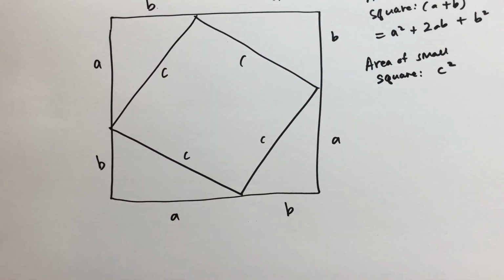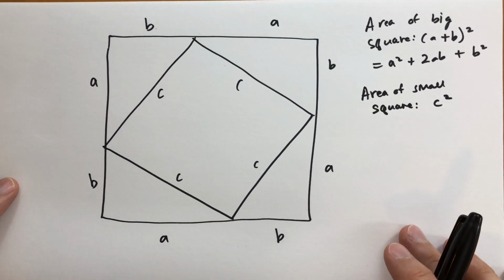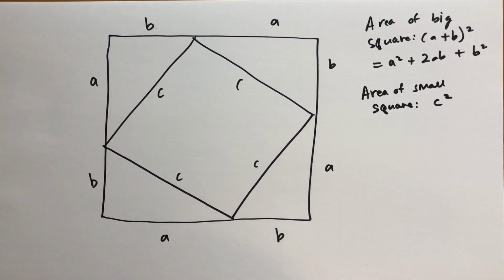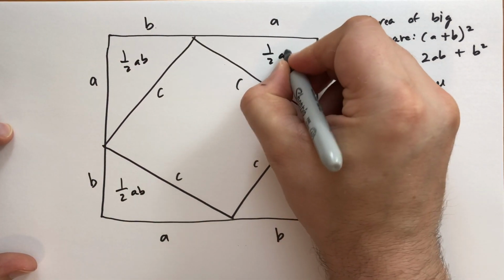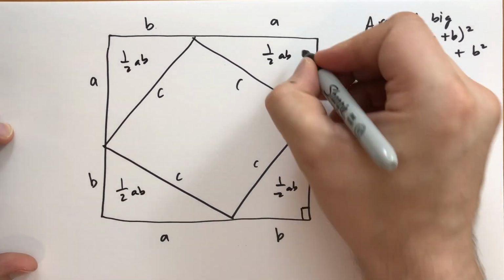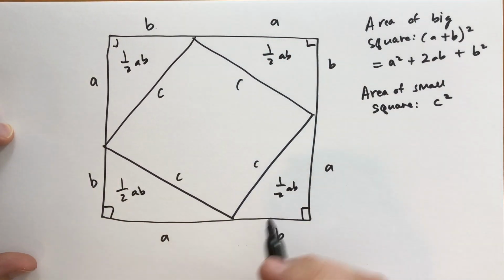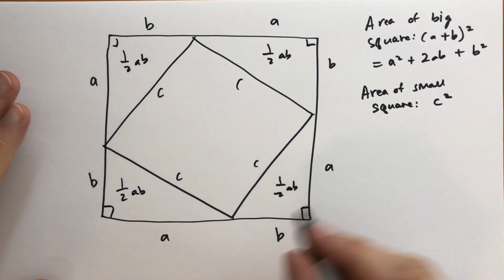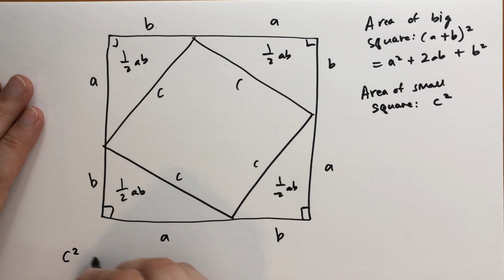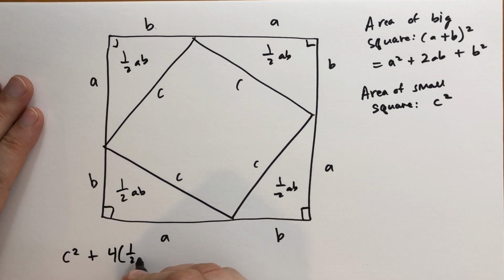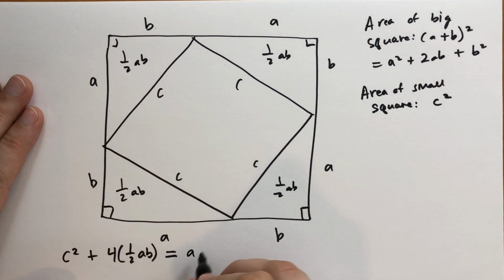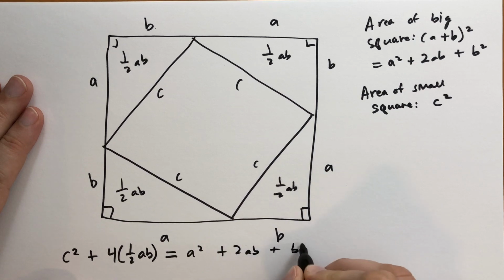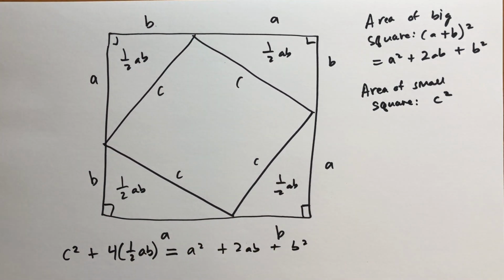And notice that we have 4 triangles, and if I were perfect, these triangles would be perfect as well, but I'm not perfect. So the area of the triangles here is 1/2 AB, 1/2 AB, 1/2 AB, 1/2 AB. It shouldn't be hard to prove why that is so. These are right angles over here. And the last little bit, so we say if we take the C squared plus 4 of these 1/2 ABs, that is going to equal A squared plus 2AB plus B squared. You see that? All right.